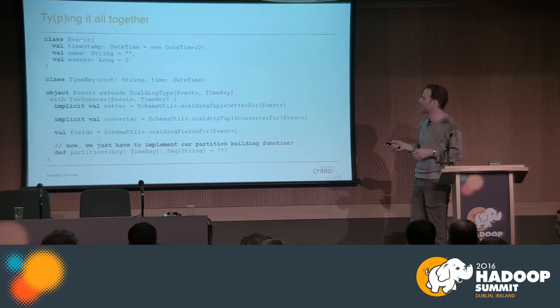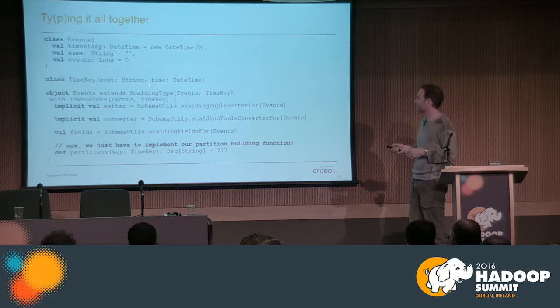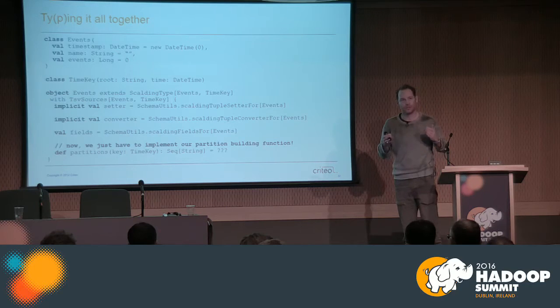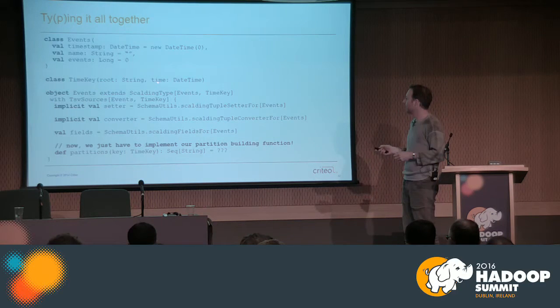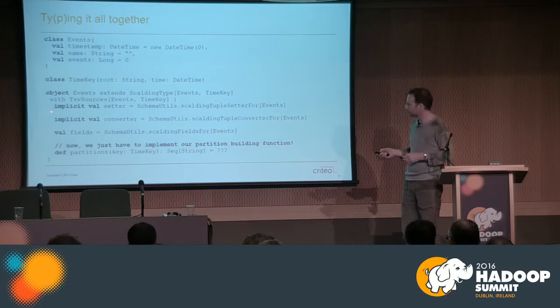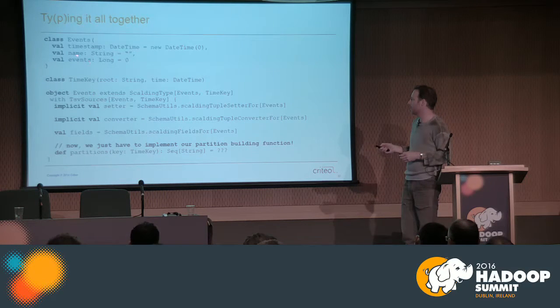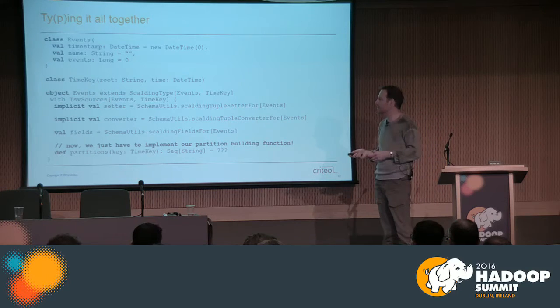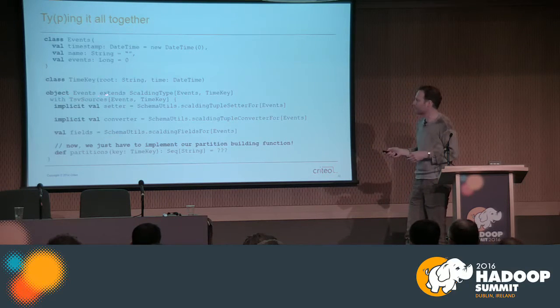So we've got an events class: timestamp, name and events, and a time key as a root, which is what we're going to use to declare the base path of all of our data, and then this variable here. So we're going to declare an object, which is the companion object of this class. Again, that's sort of Scala-ese. It's just a global object for this type.